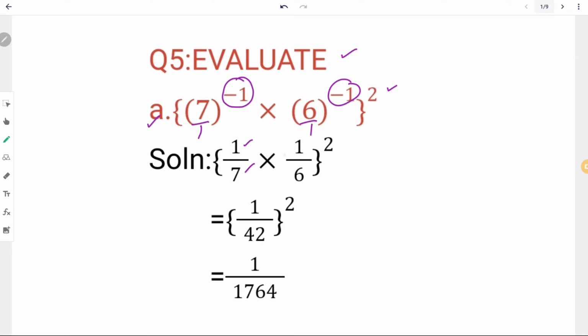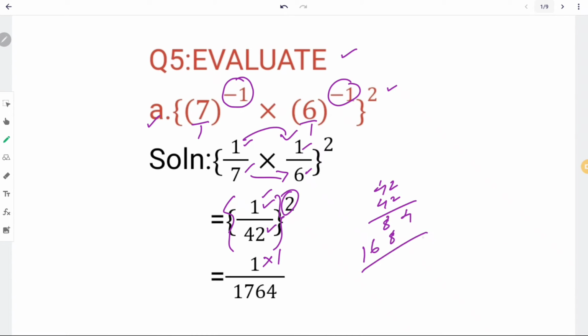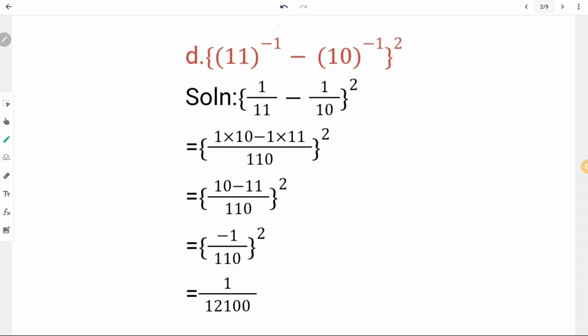So you can always see here 1 by 7 and then 1 by 6, right? So now let's multiply. 1 1s are 1, then 7 6s are 42. Because the bracket is here, this square is for both 1 and 42, right? So it's simply writing as 1 into 1 and then 42 multiplied by 42, or 42 two times, right? 2 4s are 8, 4 4s are 16, then 4 6s are 24, and so on. Okay, so at the end we're going to get 1 by 1764.